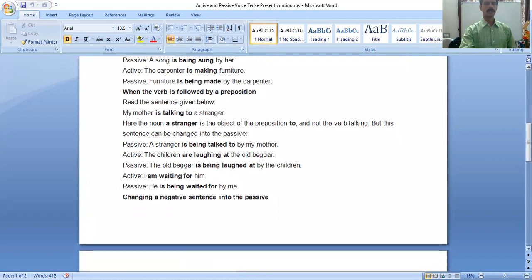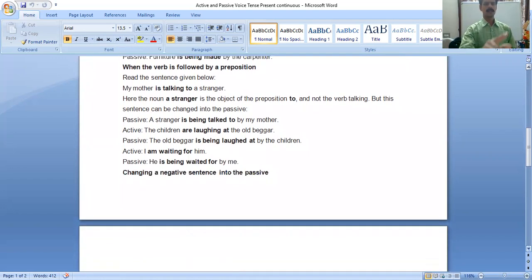Sometimes, as you can see on the top in the bold letters, the verb is followed by a preposition. We are going to study prepositions: in, on, of, with, by, to, for, from, around, across, about, above. These are called prepositions in short. When a preposition comes soon after the verb, we must use the same verb and same preposition again in the passive voice. For example, my mother is talking to a stranger.